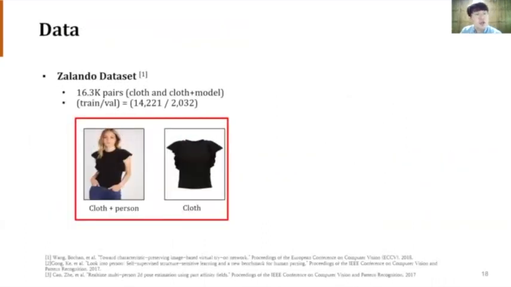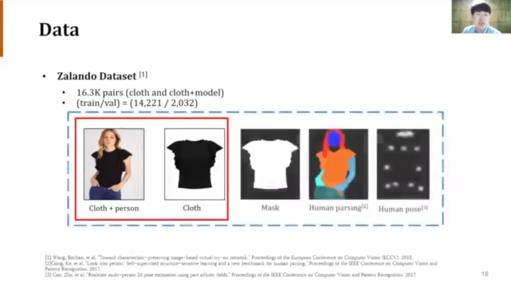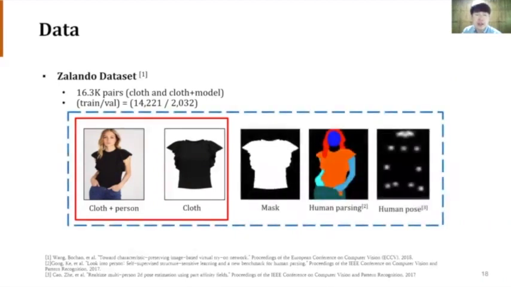We have the Zalando dataset, which consists of pairs of clothes images and the human image wearing the clothes. Totally 16,000 pairs exist, and we divide the data into a train set and a validation set to evaluate VITON. In addition, we also extract other information for the data, such as the masking image of clothes, human parsing information, and human pose information by using related previous work.